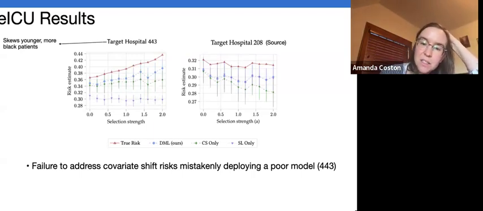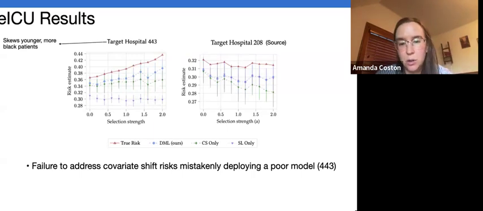And then we compare this against existing approaches that are only addressing one of these issues in isolation. So CS only refers to the approach that's just addressing covariate shift. So it's reweighing to address the covariate shift between the target and source distribution, but it's not addressing the selective labels, decision dependencies problem. And then in purple, we have a method that is addressing those selective labels problems, but is not addressing the covariate shift.